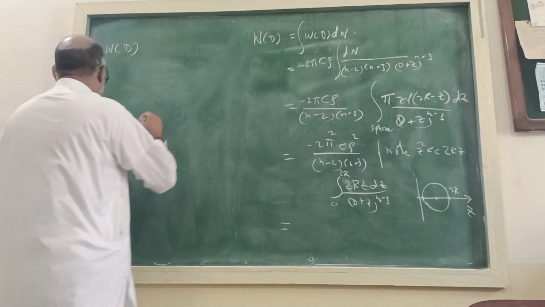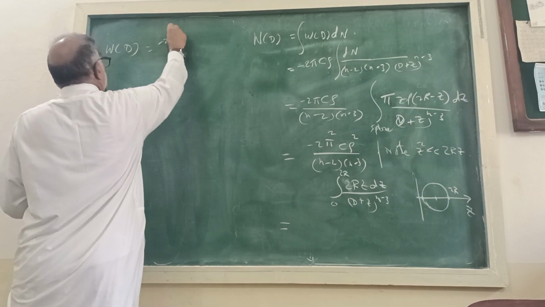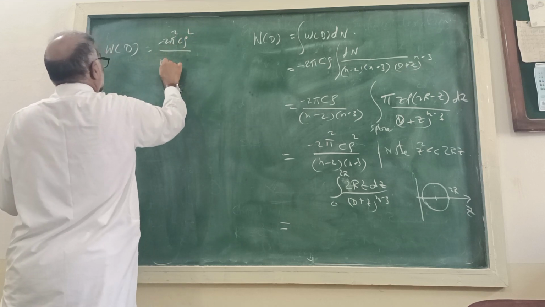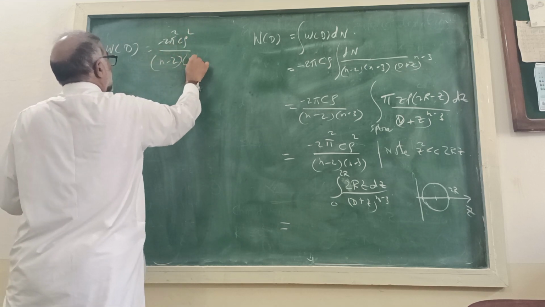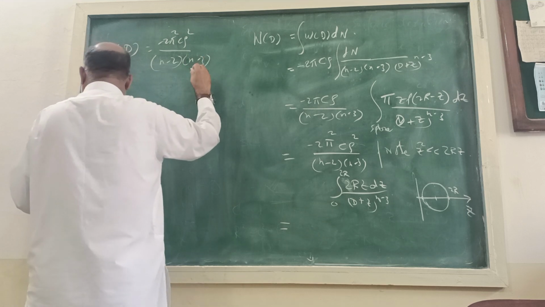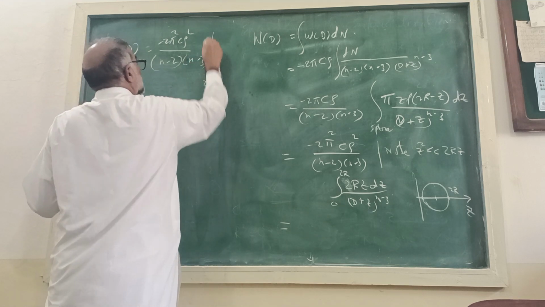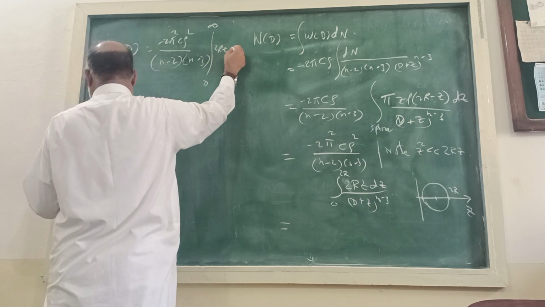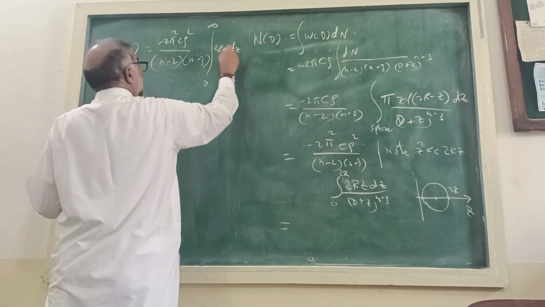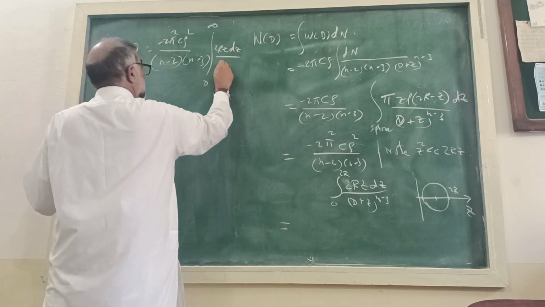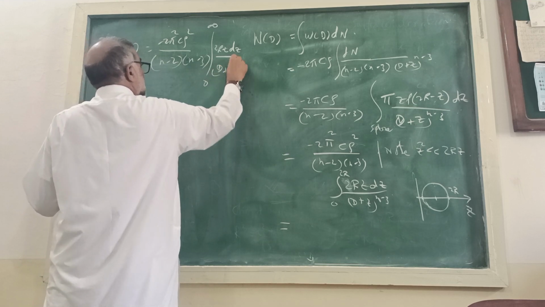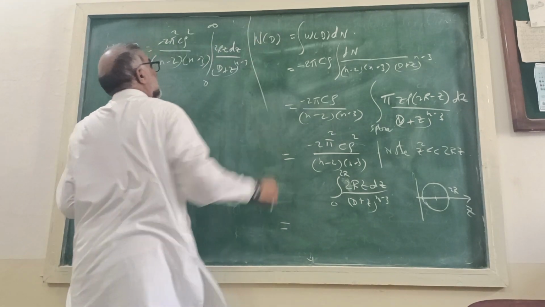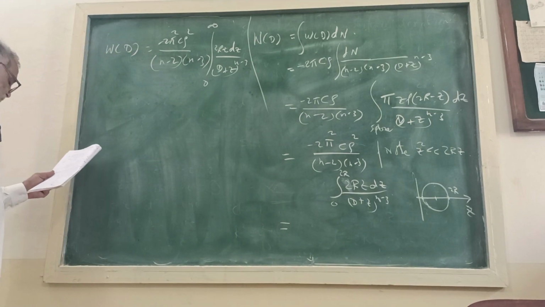So I can write minus 2 pi square c rho square divided by n minus 2 and n minus 3, integral from 0 to infinity of 2Rz dz, and then d plus z to the power n minus 3.